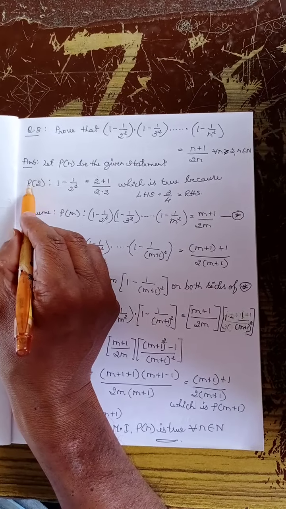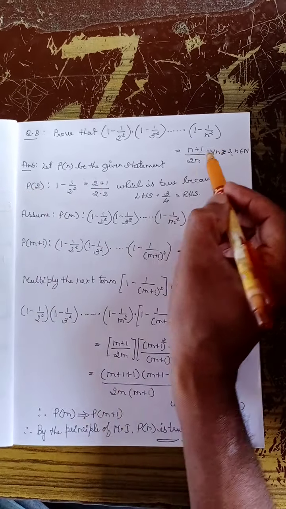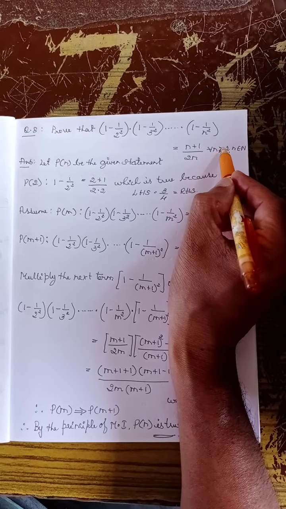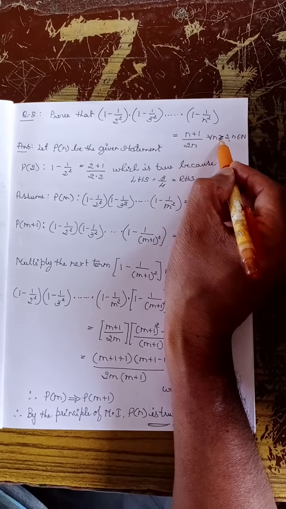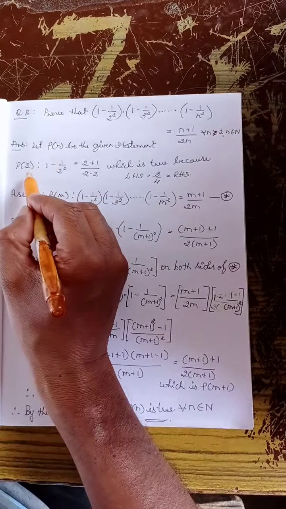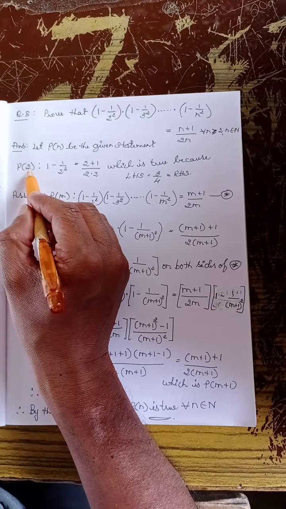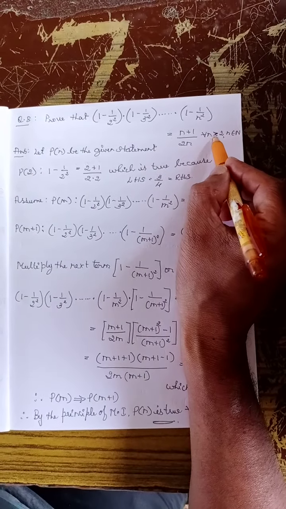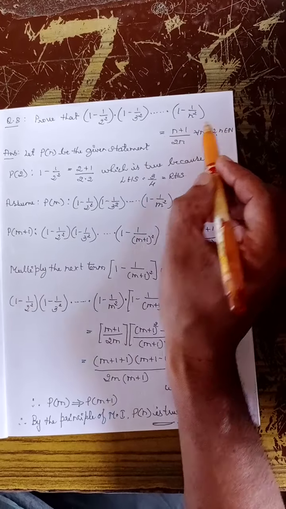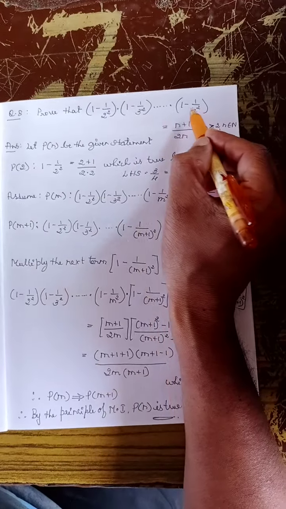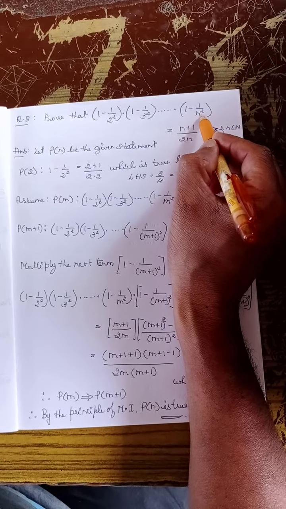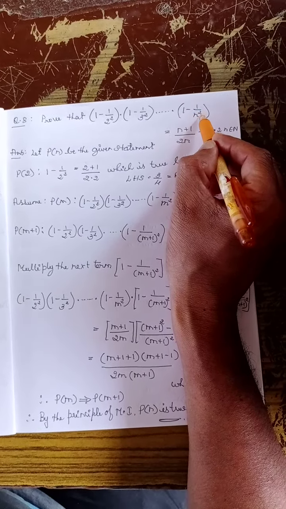Now we have to verify p of 2 here, because it is given that n is greater than or equal to 2. Therefore we verify, instead of p of 1, it is p of 2. The condition is given here, n is greater than or equal to 2. So p of 2 here, 1 minus 1 by 2 square. 2 square is 4. So 4 minus 1 is 3 by 4.